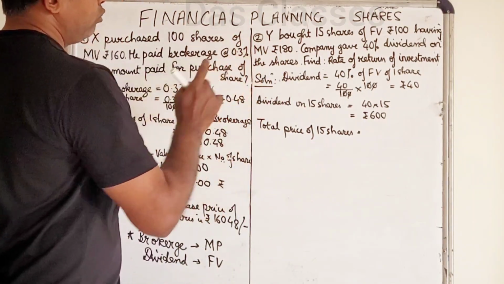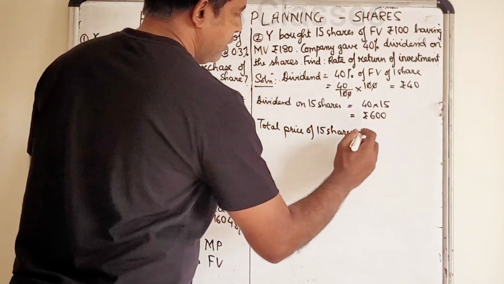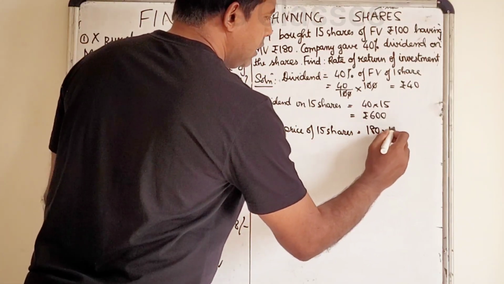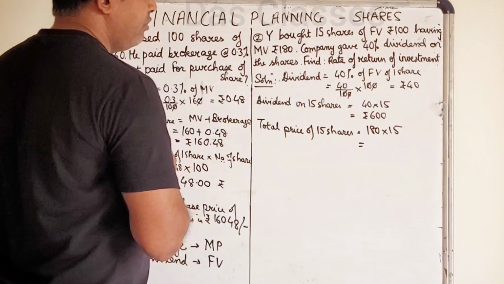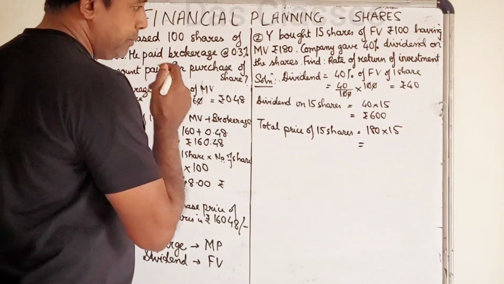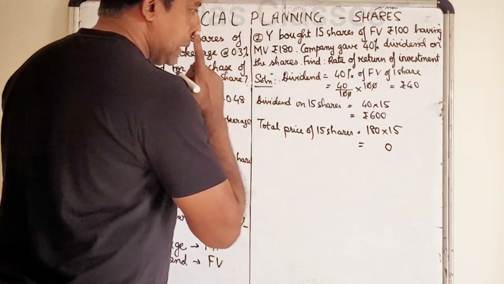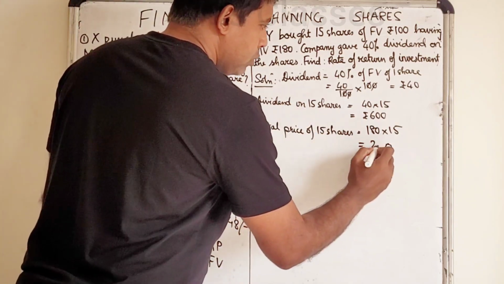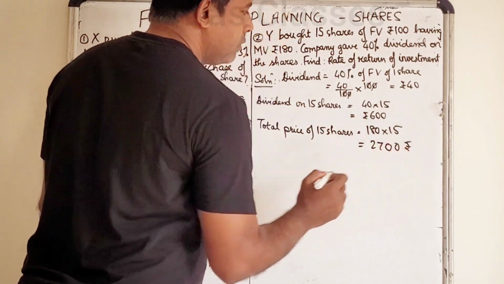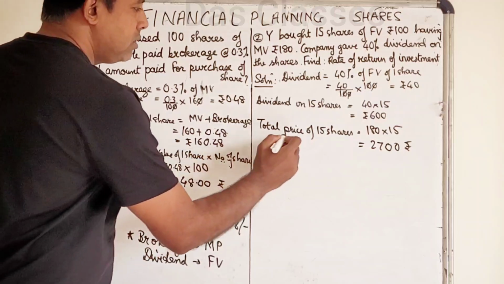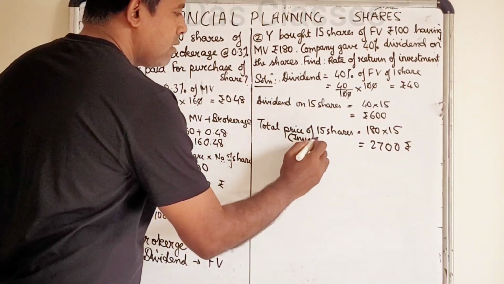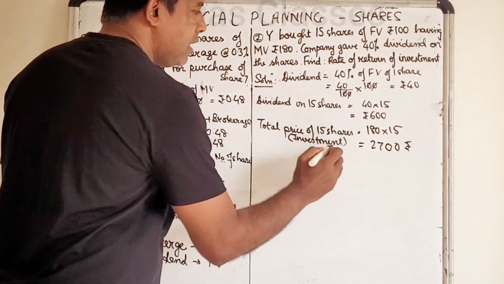Market value of one share is 180 and he has purchased 15 shares. So 180 into 15 comes to 2,700 rupees. This is his investment, the amount he has invested in the shares.